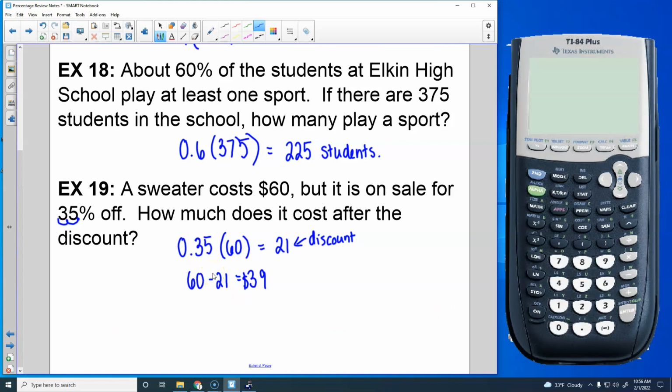Now, I want to teach you a shortcut. We want to be learning shortcuts on all of this. It's not optional. You have to, because it also leads into what we're doing with our exponential growth and decay.